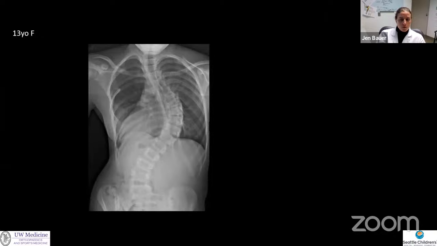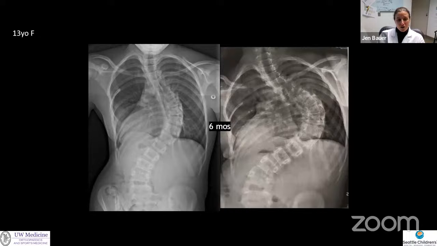Here's another example of when I might get an MRI. This looks like a fairly normal curve to me. This is a 13-year-old. This radiograph was taken 6 months ago. She finally made it into my clinic. I take another x-ray when I see her. Now her curve looks like this.